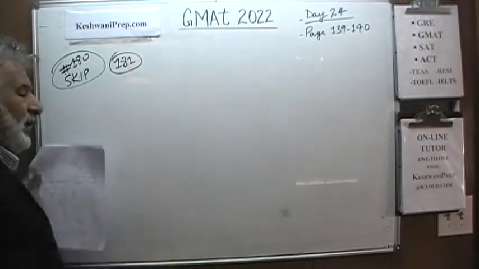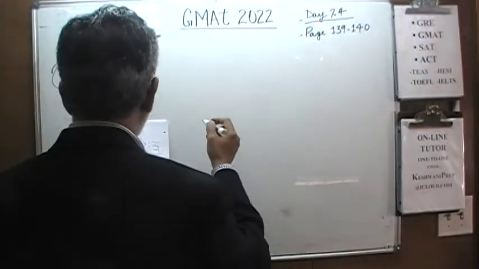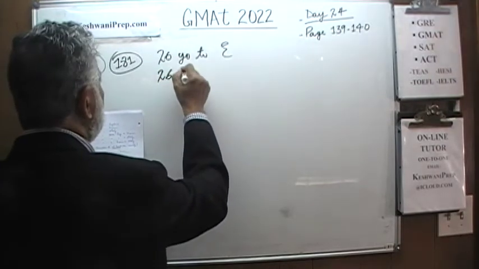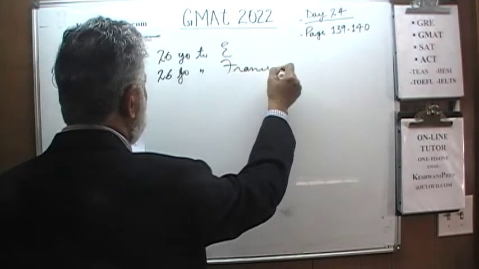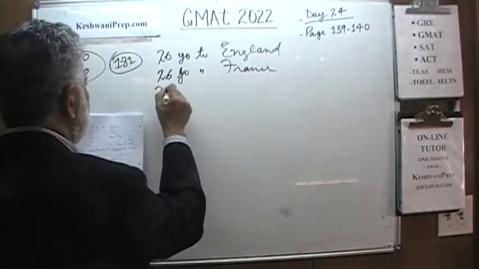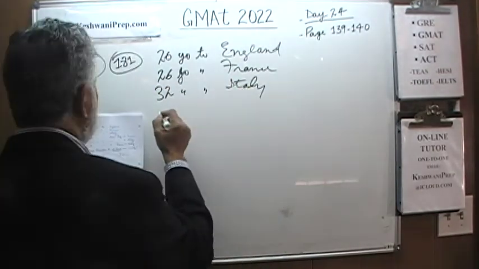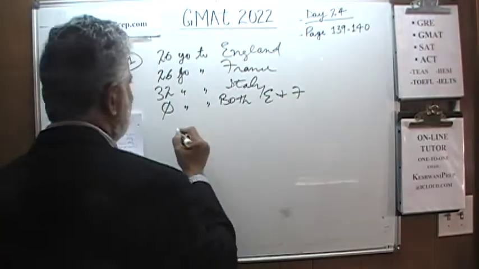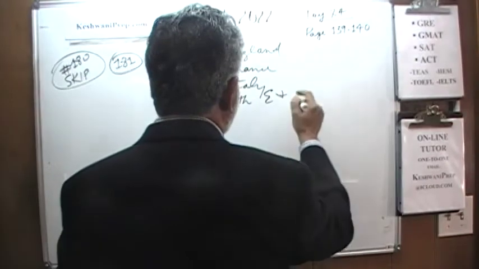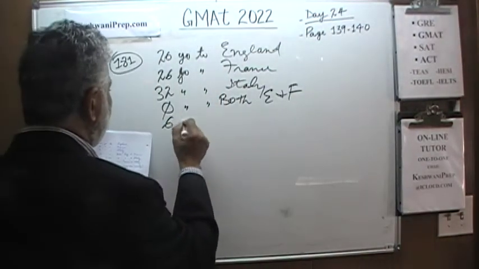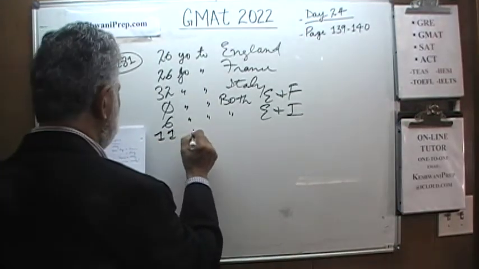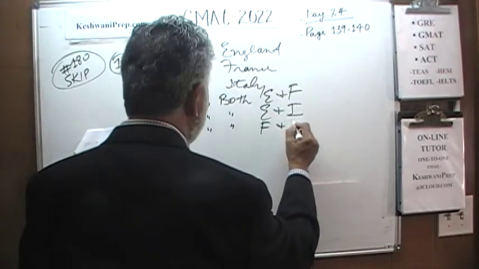181. 181 is a very straightforward Venn diagram problem. Here's what we're told. We're told that 26 go to England, 26 go to France, and 32 go to Italy. We are told that 0 people go to both England and France. That's a France, that's an F. We are told that 6 go to both England and Italy, and that 11 go to both France and Italy.